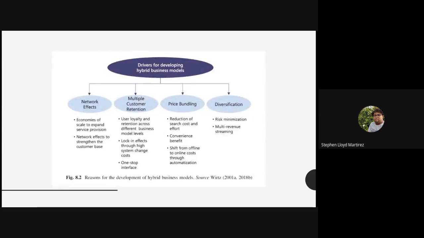Here is a figure of the drivers or benefits from having a hybrid business model: network effects, multiple customer retention, price bundling, and diversification.